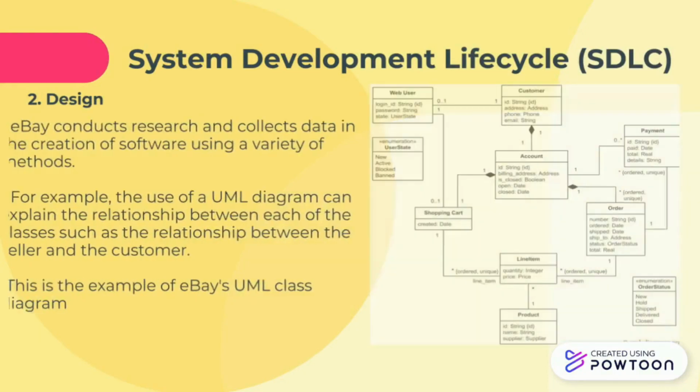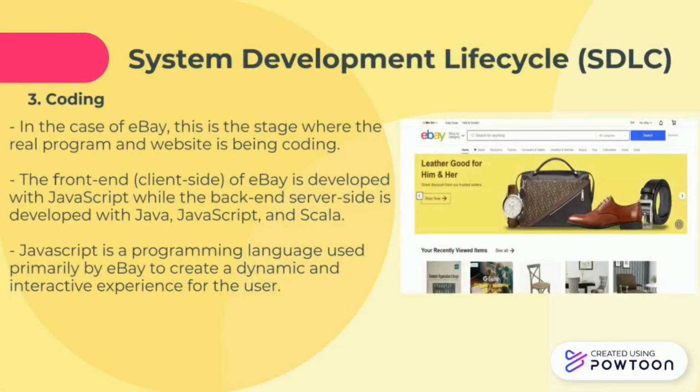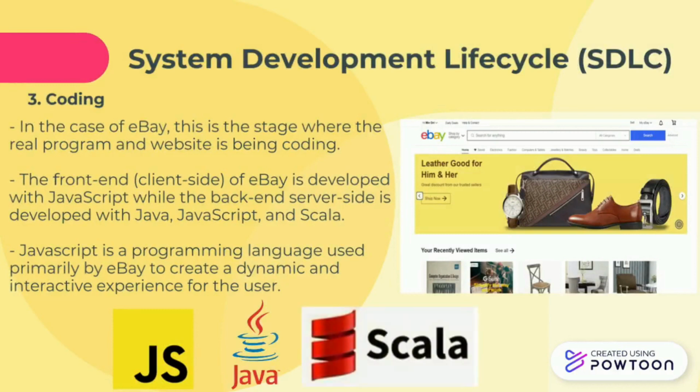Next is design. eBay conducts research and collects data in the creation of software using a variety of methods. For example, the use of UML diagrams can explain the relationship between each of the classes, such as the relationship between the seller and customer. The third stage is coding. In the case of eBay, this is the stage where the real program and website are coded. The front end of eBay is developed with JavaScript, while the back end server side is developed with Java, JavaScript, and Scala. Java is a programming language used primarily by eBay to create a dynamic and interactive experience for the user.